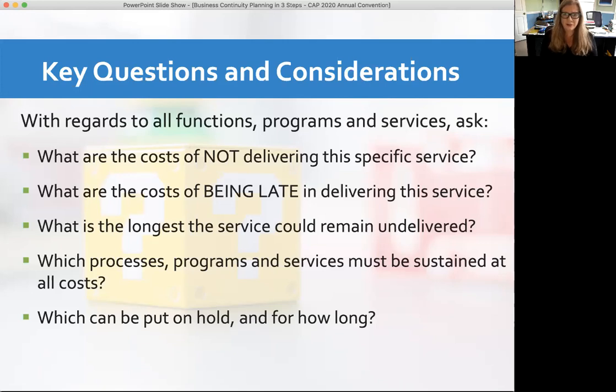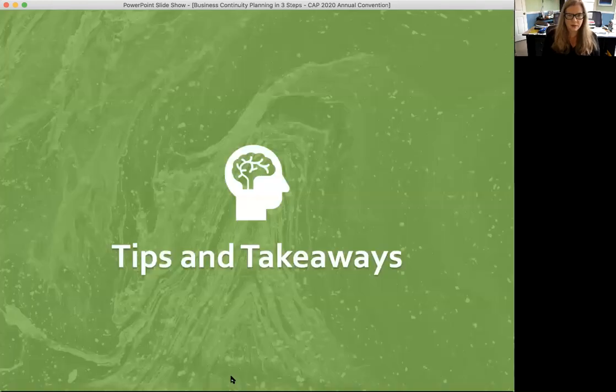As you're going through that business impact analysis and creating your plan, I just want to remind you to ponder these questions and considerations. What are the costs of not delivering a specific service? What about the cost or implications of being late? What's the longest a particular program or service could be offline? Are there processes, programs, and services that must be continued or sustained at any cost? What can be put on hold and for how long? These are the kinds of contemplative questions that we want to ask as we're working on a business continuity plan.